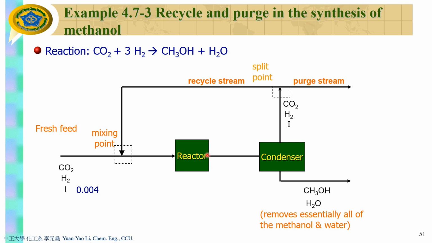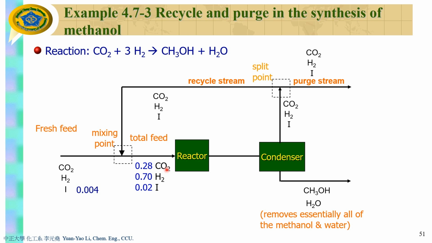So we know that the total fresh feed has 28% carbon dioxide, right? And then 70% hydrogen, and 2% inert gas. Okay, this is what we know, so let's write it down.